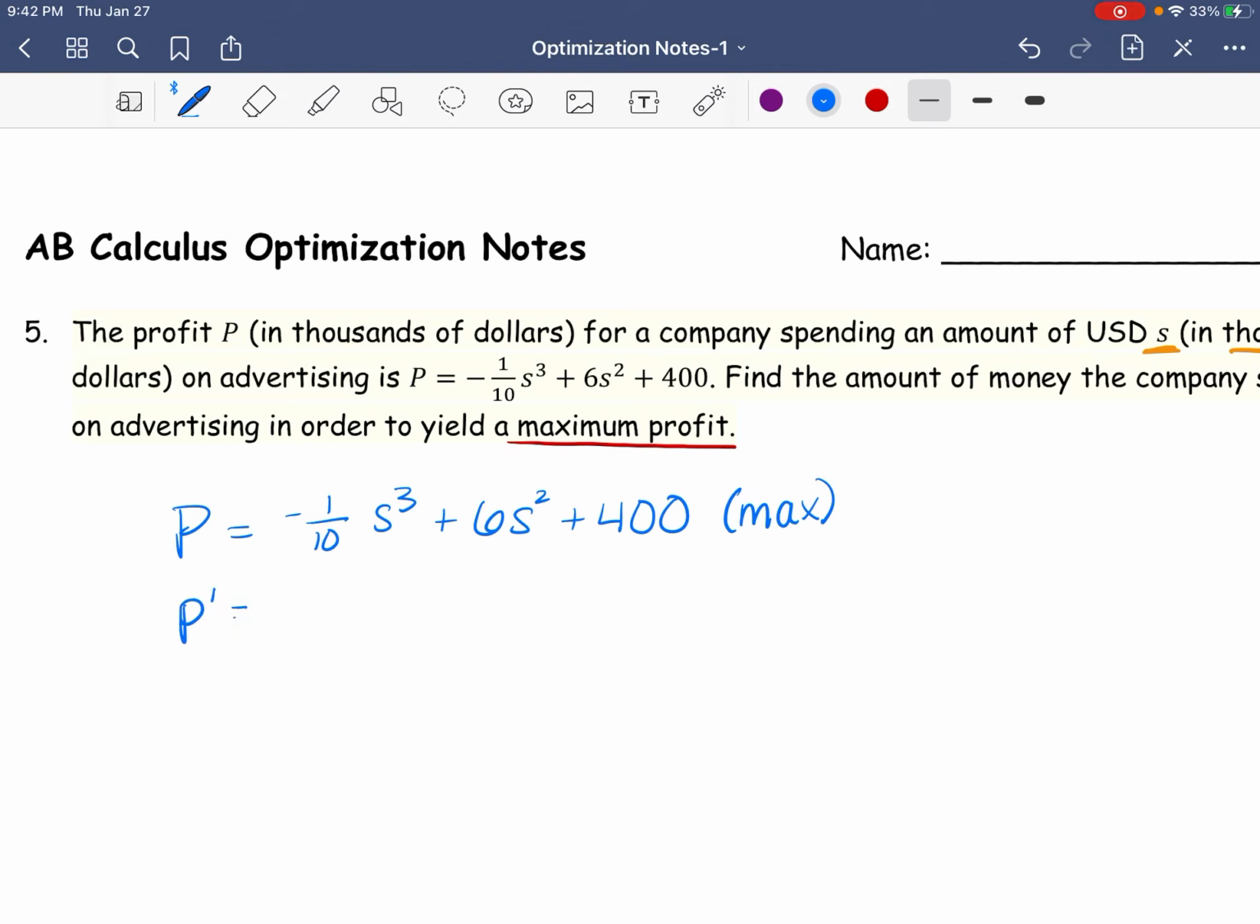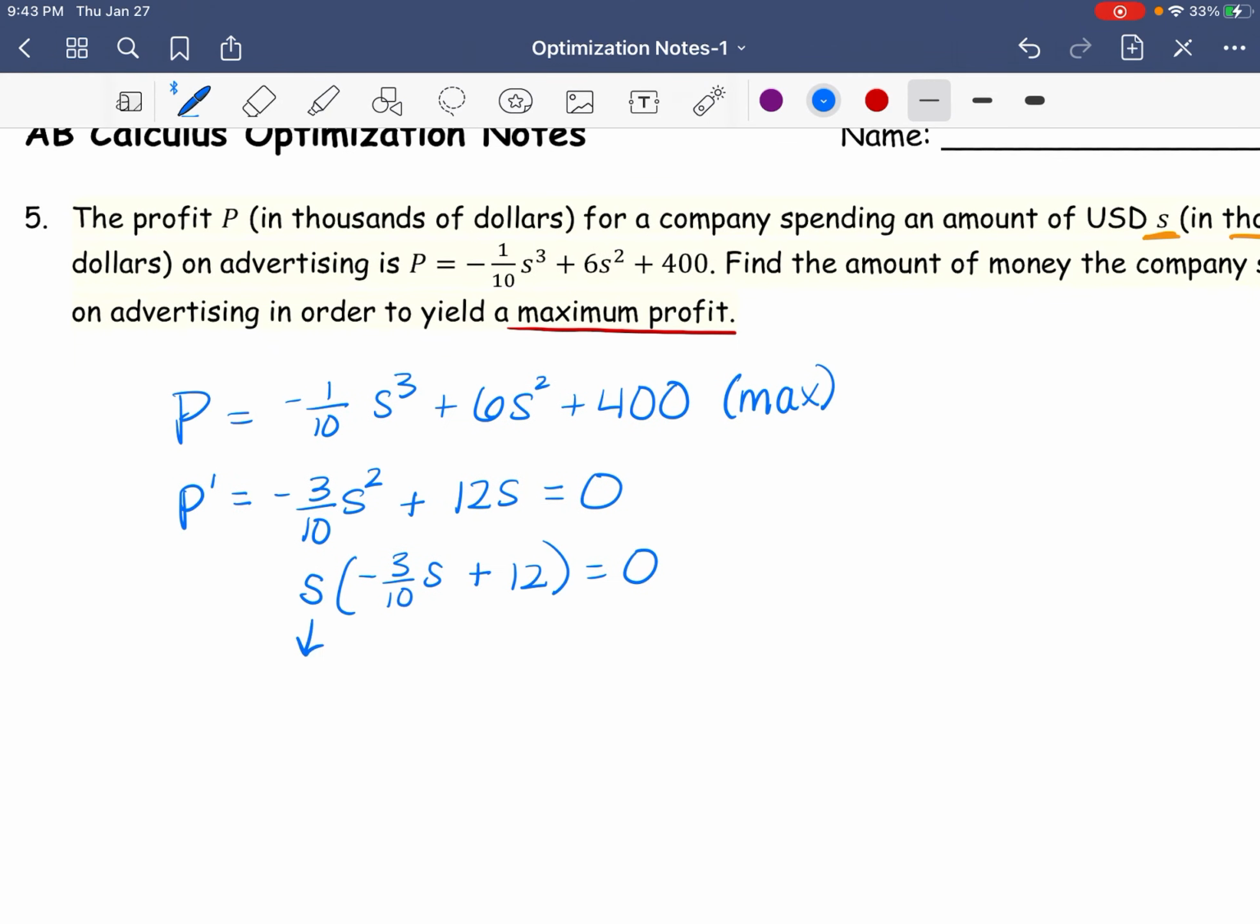So P prime equals negative 3/10 S squared plus 12S. Set it equal to 0. To solve this, I can factor an S out. Negative 3/10 S. Make sure your S doesn't look like a 5. Mine sometimes does. Plus 12 equals 0. And now since it's factored, I can set each factor to 0. I get S equals 0.